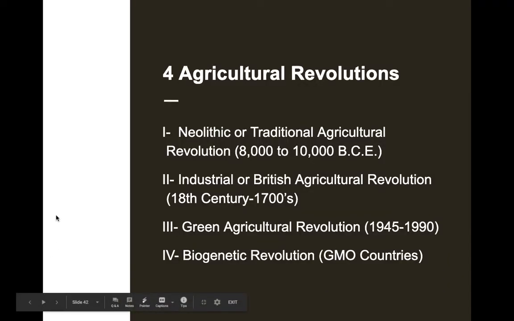All right, the four agricultural revolutions are defined as the following. You have the Neolithic, the first agriculture, followed by the industrial or British agriculture in the 18th century. Then you have the Green Agricultural Revolution, originated in 1945, but really we don't see the diffusion until the 1970s. And then now we look at the biogenetic revolution, or GMOs.